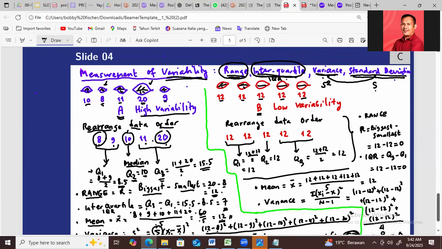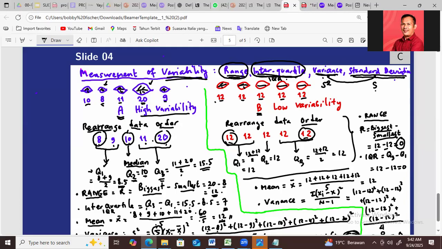And then we give the calculation for the B dataset here. Same thing: first, we need to rearrange the data from the lowest to the biggest, but because we have all the same data, the arrangement is not changed from the original data. From this, we can calculate the range, or R, which is the biggest data minus the smallest data. So 12 minus 12 is 0.